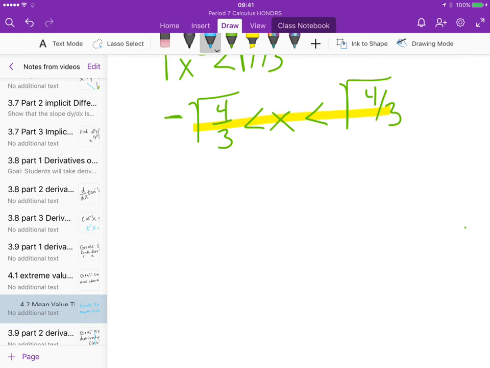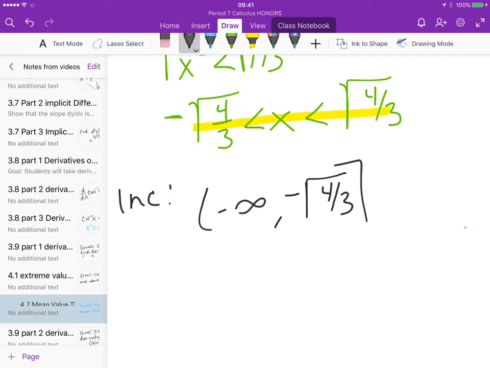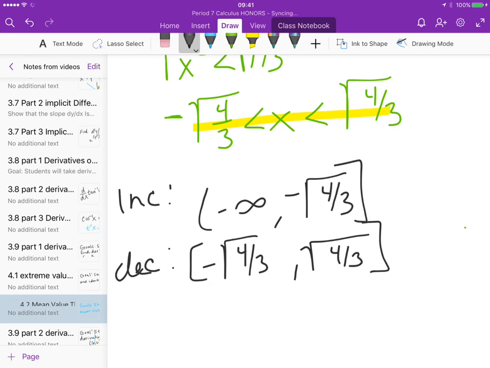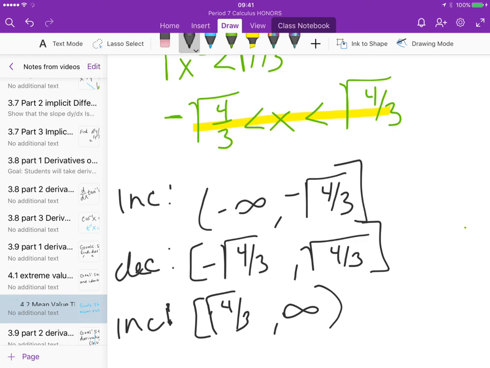So let's put this in interval notation. It is increasing from negative infinity to negative square root of 4 over 3, and that's included. And then it decreases, including, right in between negative square root of 4 over 3 and positive square root of 4 over 3. Once again, including. And then it goes and increases once again, from positive square root of 4 over 3 onto positive infinity here, okay?